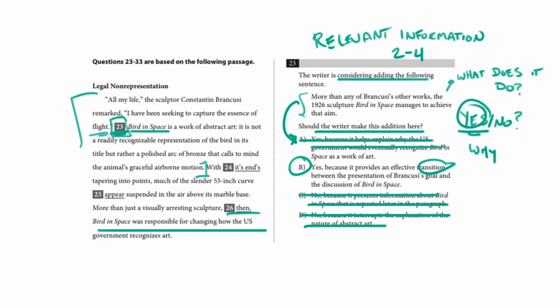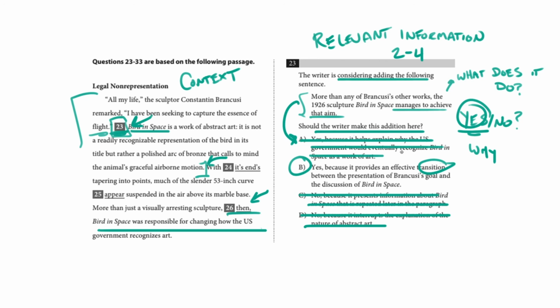So when you are asked, should the writer make this addition, first, focus on the context. Where is it fitting in exactly? Because it could be that the sentence being proposed makes more sense here or here, but not here. So you want to focus on whether or not it is immediately relevant in the specified spot, not could it fit somewhere else in the paragraph. It probably could. But here we have this reference specifically. The sculpture manages to achieve that aim. What aim? Capturing the essence of flight, right? It even makes a reference back to the previous sentence.